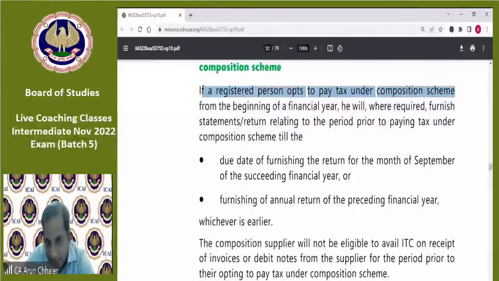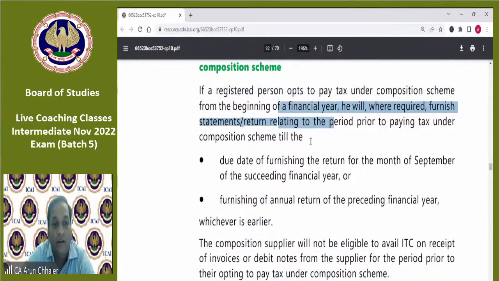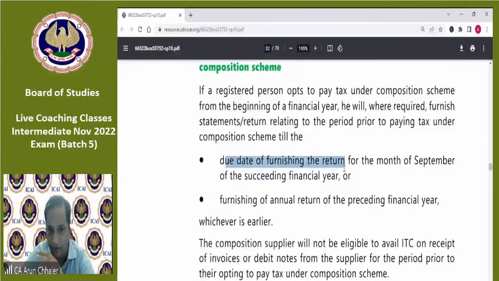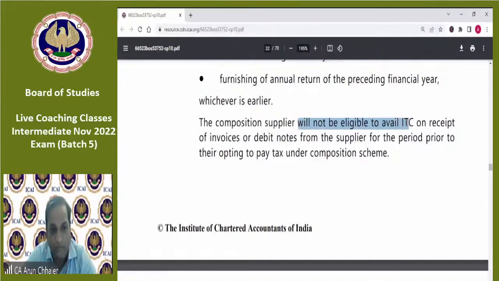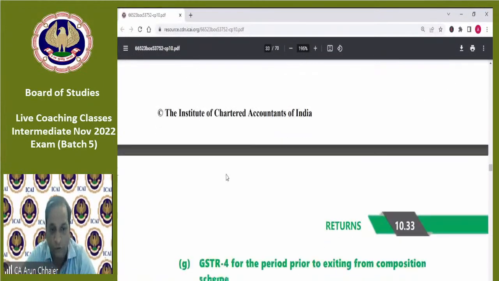Then, if a registered person opts to pay the tax under composition from the beginning of the financial year, he will furnish the statement or return relating to the period prior to paying the tax under composition, till the due date. So that means GSTR 3B, GSTR 1, etc. Correct. The due date is the due date of furnishing the return for the month of September or the annual return, whichever is earlier. Composition supplier will not be eligible to avail the ITC, that we all know, nothing to discuss.